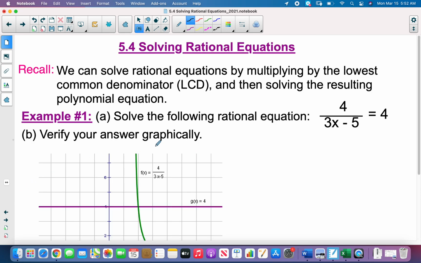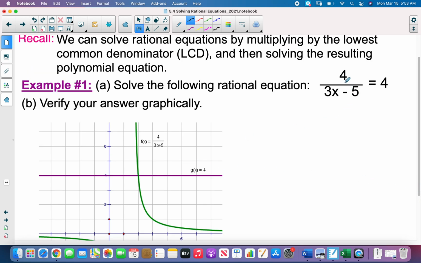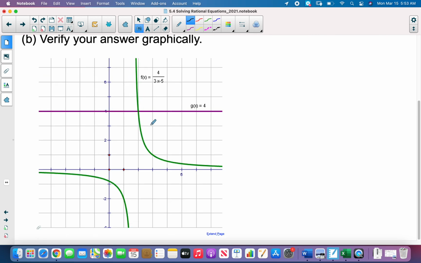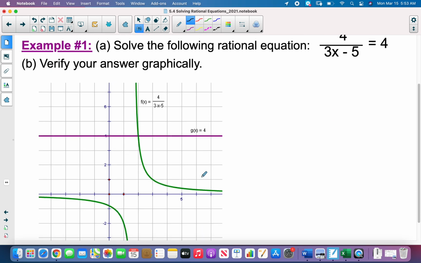So when we're trying to solve a rational equation, we multiply by the lowest common denominator and then solve the resulting polynomial equation. So if we were asked to solve the rational equation 4 divided by 3x minus 5 equals 4, what does it mean to solve it? What it means is, if we were to put a graph to this 4 divided by 3x minus 5, we will get this graph in green here, this transformation of the reciprocal function. And on the right side we have 4, which is the equation of a horizontal line, g of x equals 4.